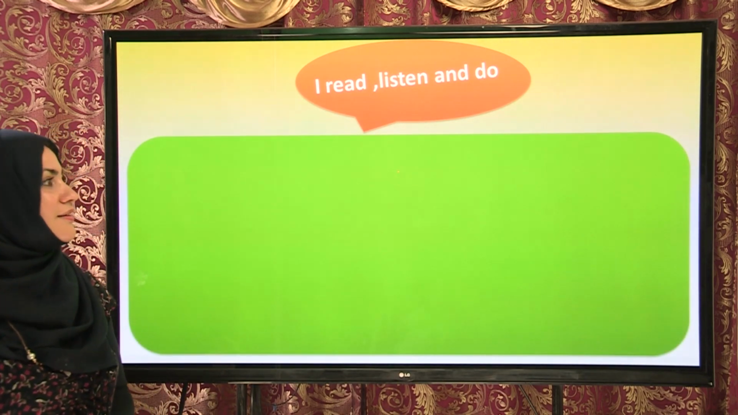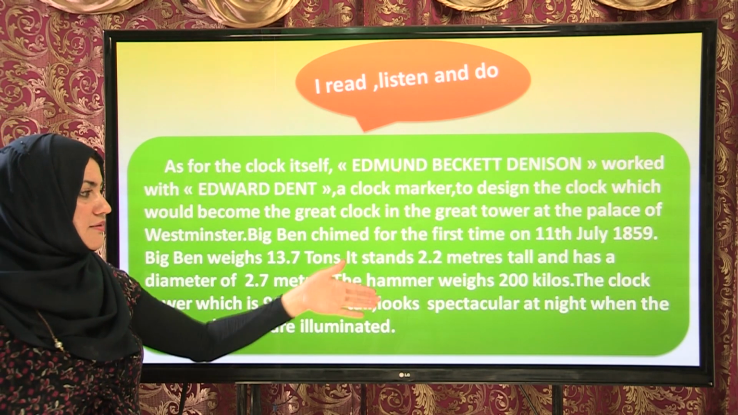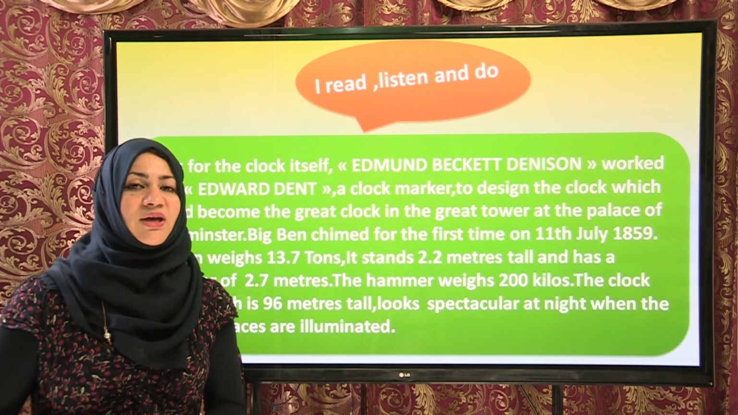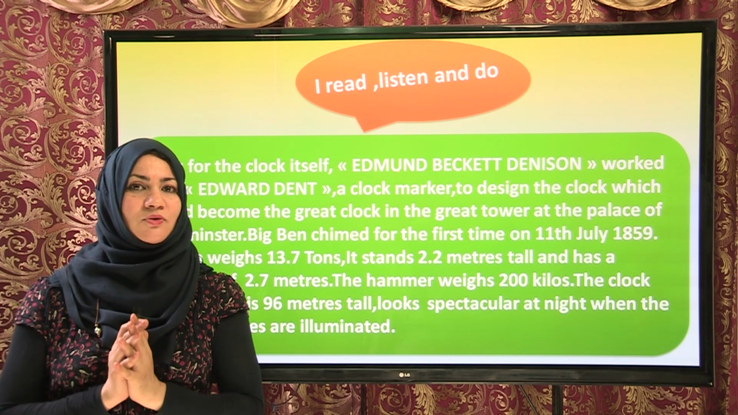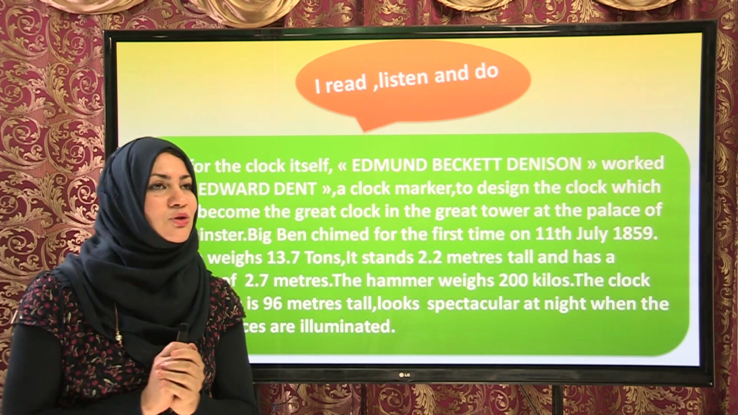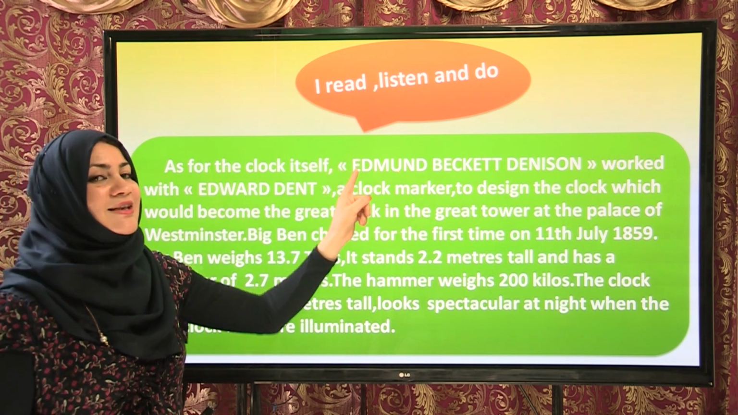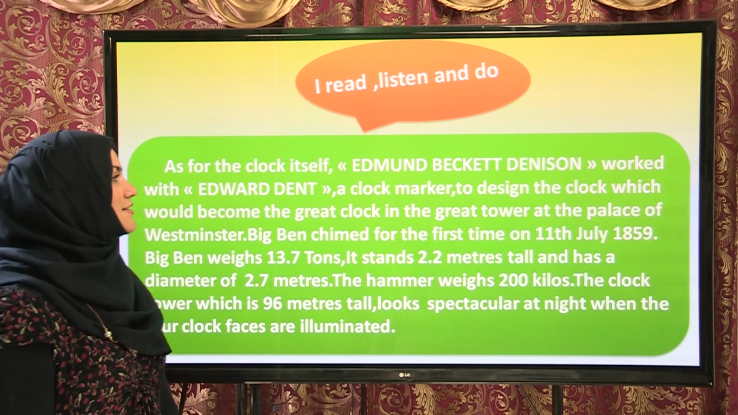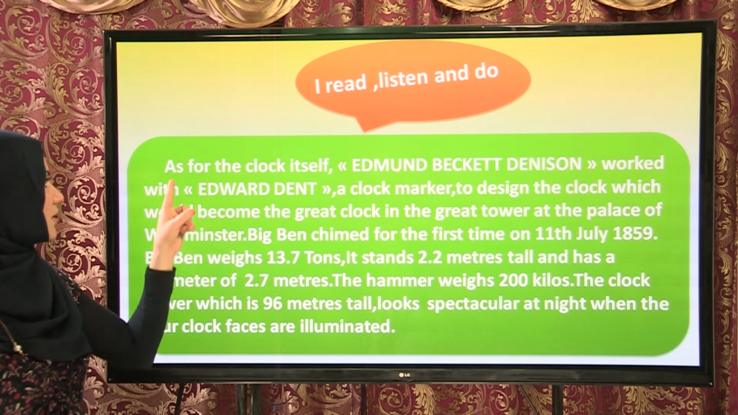You have here the text. This text is about Big Ben. So we have to read it 3 times. Be careful, my students. I will read the text only 3 times, then we do. So the first point, I read. You listen carefully. Then after that, we will do our exercise together. So let's get started with our reading.